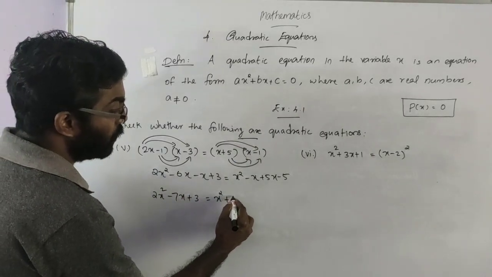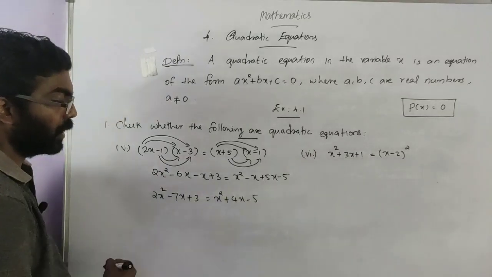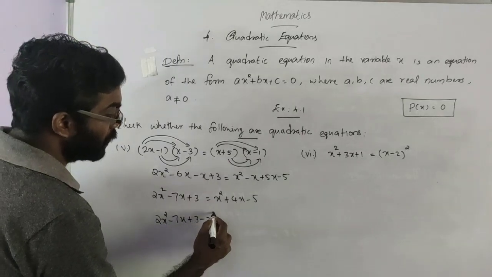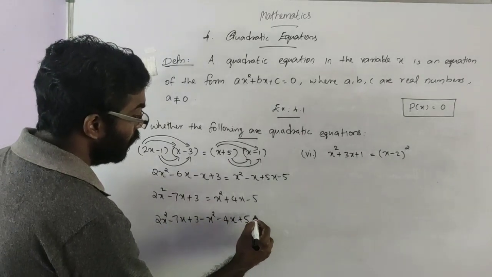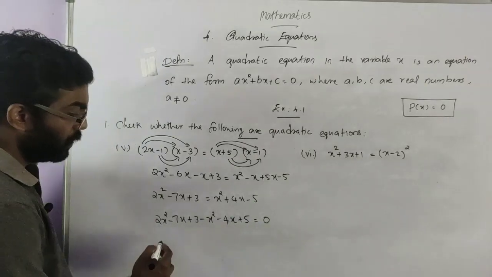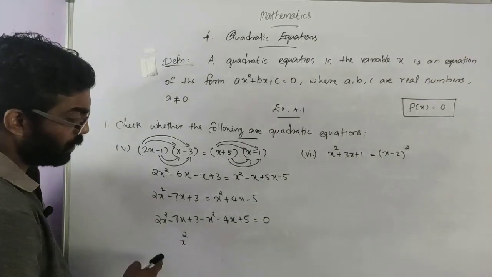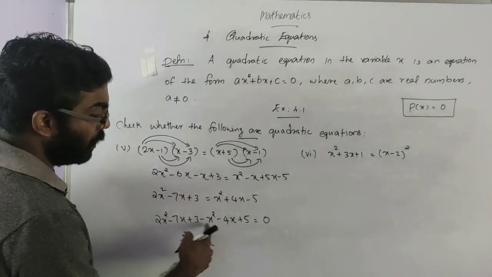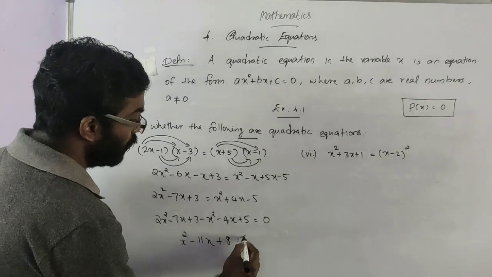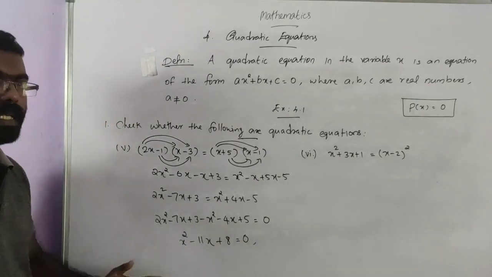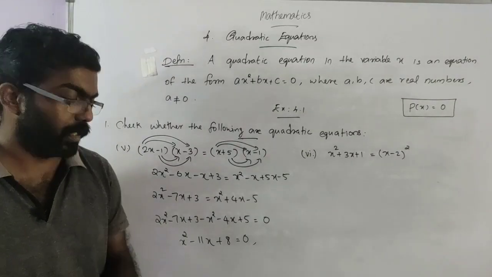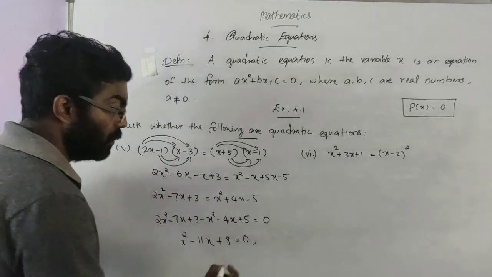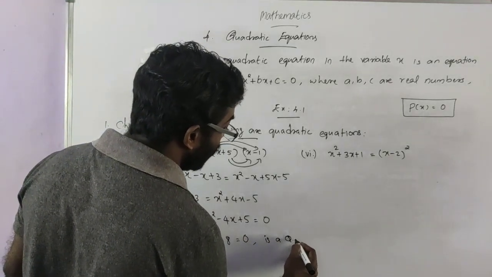Here x square plus 4x minus 5. Now we can collect all the terms to the left side. 2x square minus 7x plus 3 minus x square minus 4x plus 5 is equal to 0. 2x square minus x square is x square, minus 7x minus 4x, that is minus 11x, then 3 plus 5 is 8, which is equal to 0. And clearly we can say it is a quadratic equation since the degree of this equation is 2. Okay. So we can write: is a quadratic equation.